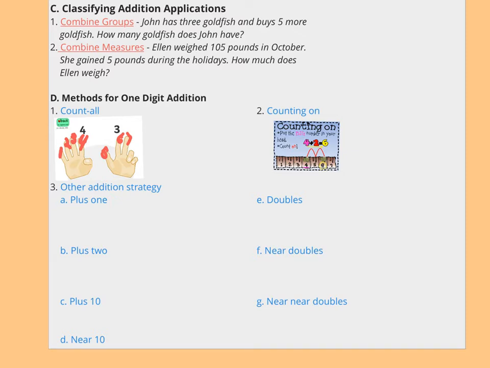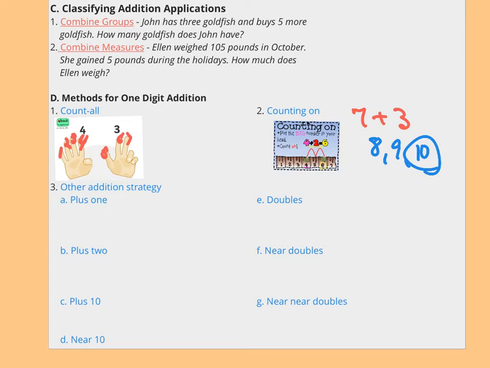So if we had something like 7 plus 3, the student should think about the number 7 in their head, and then they're going to go 3 more from there. So 8, 9, 10 to get their answer of 10. So counting on is the ability to start with the largest number and then move on from there. Counting all is where we count all the items in the set.